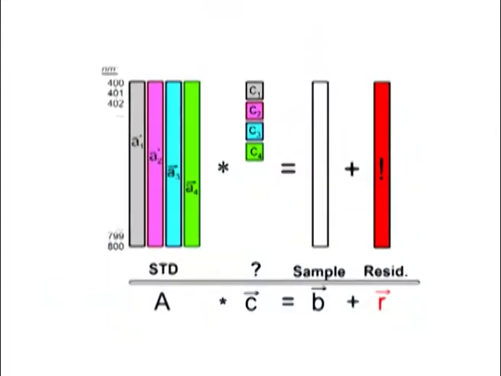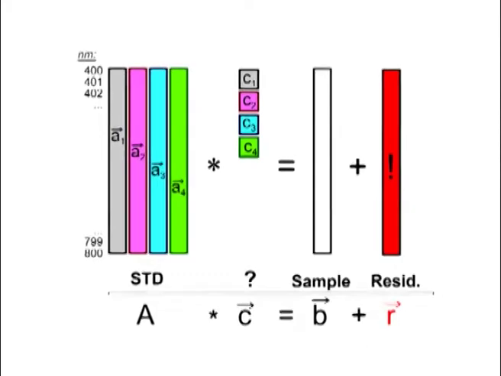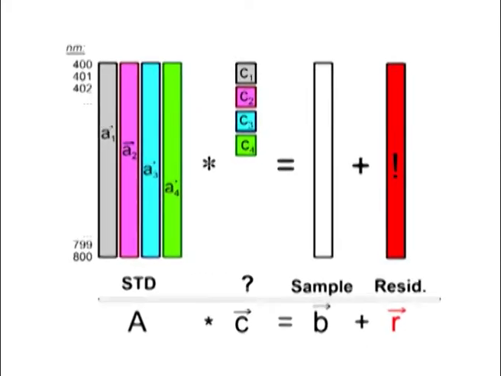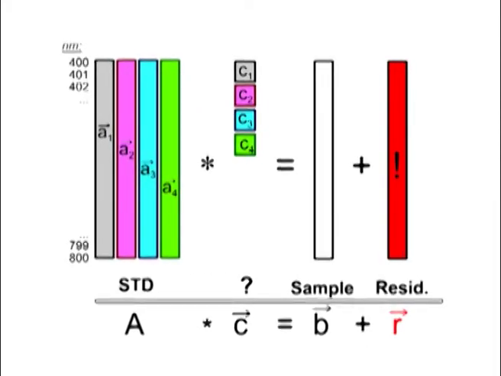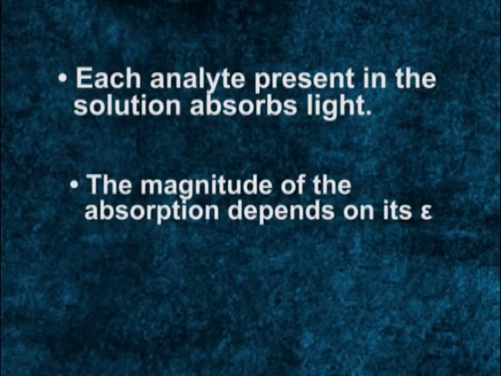The total absorbance of a solution at a given wavelength is equal to the sum of the absorbances of the individual components present. This makes it possible to quantitatively estimate the individual components present. Each analyte present in the solution absorbs light. The magnitude of the absorption depends on its epsilon.